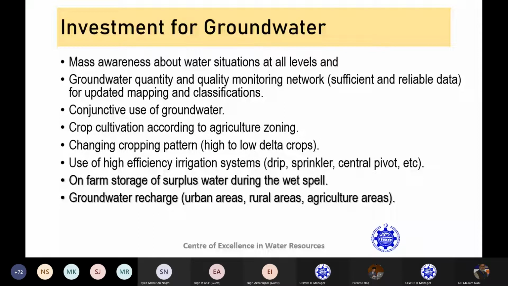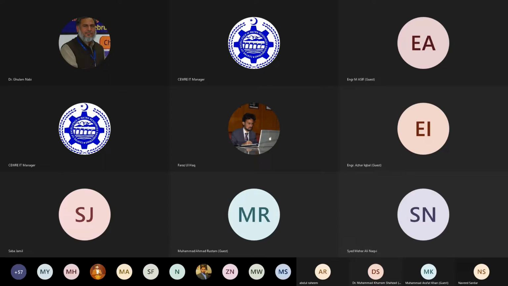But unfortunately, the cropping sowing pattern is not linked with the agriculture zoning. We have 10 zones for agriculture that were developed in 2018. So high delta crops should be replaced with low delta crops, and crops should be sown where they are suitable. If we apply high efficiency irrigation systems, that will reduce water use, increase the water use efficiency, and ultimately the groundwater will be saved.